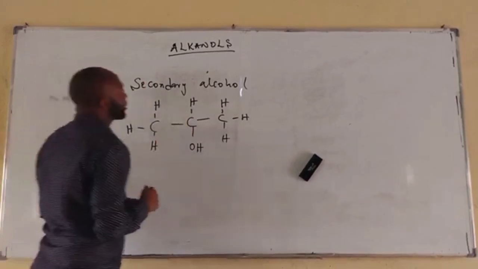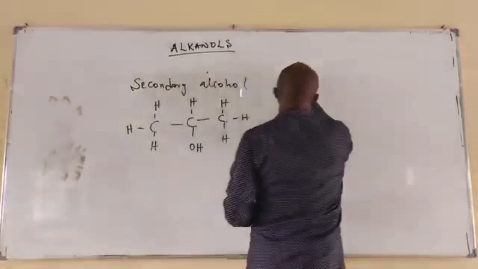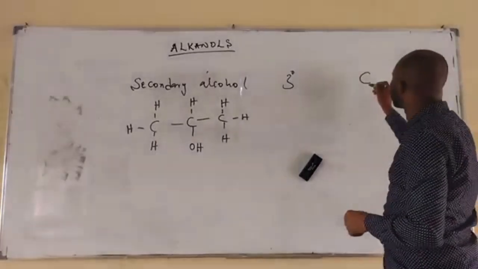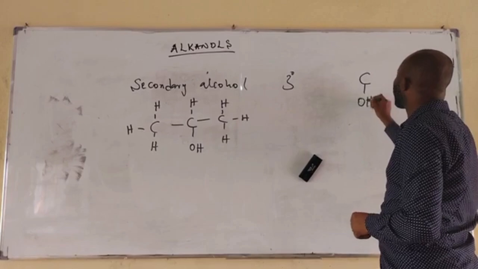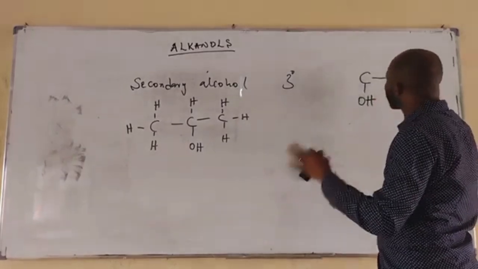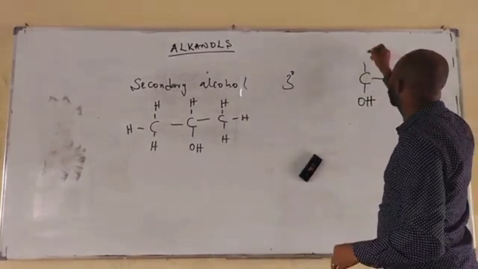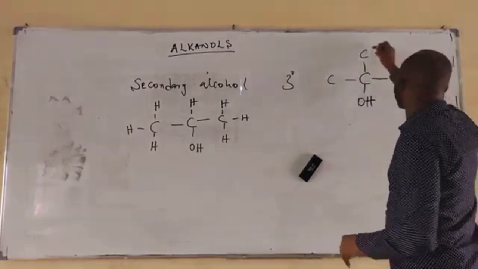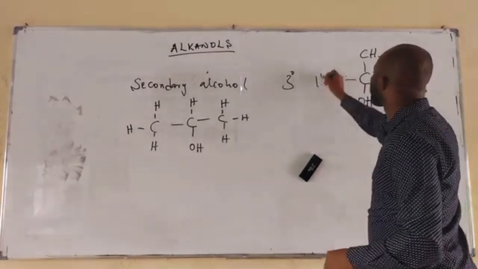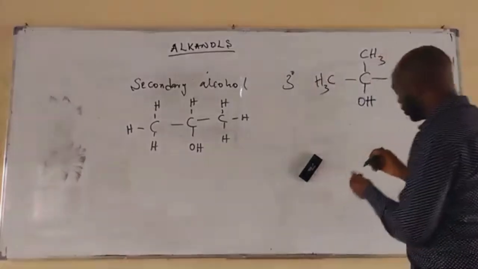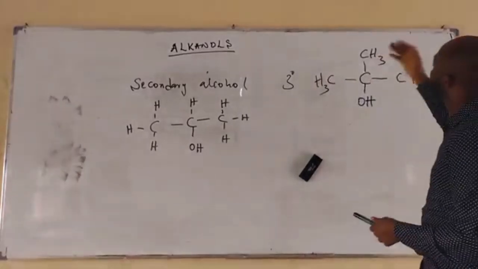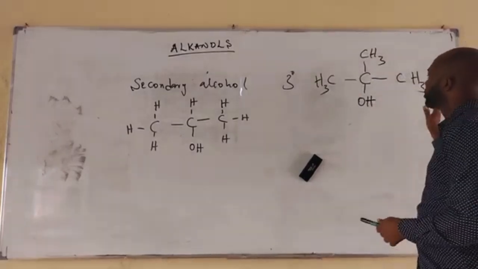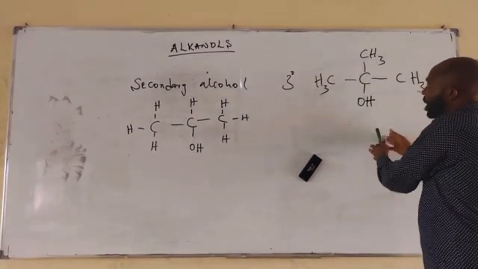Then in tertiary alcohol, the carbon carrying the OH group, if this is the OH group, is attached to three other carbon atoms. 1, 2, and 3. So I can put my CH3 here. So this becomes 2-methyl-propan-2-ol. So this is a tertiary alcohol.